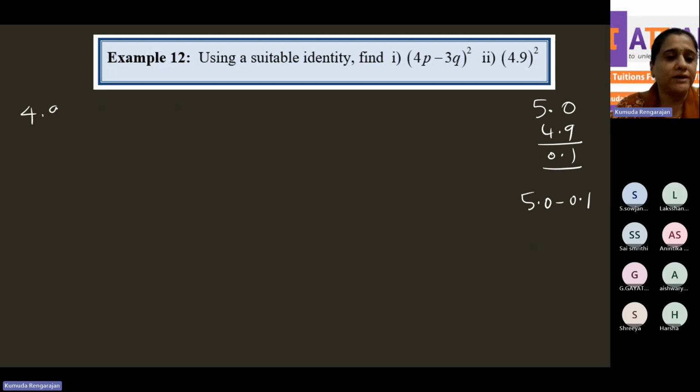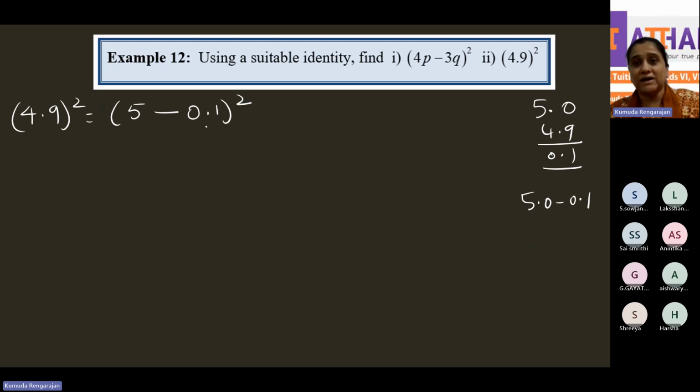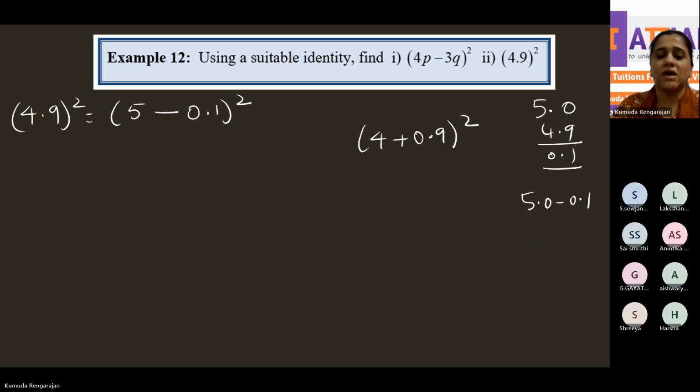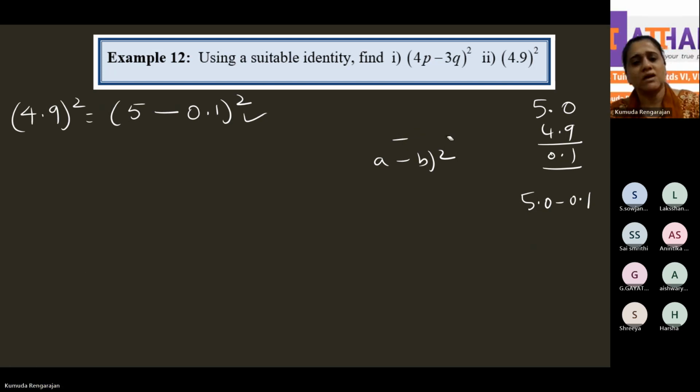So 4.9 the whole square can be written as 5 minus 0.1 the whole square. So we make it look like a plus b the whole square or a minus b the whole square. So here, a minus b the whole square. You can also write it as 4 plus 0.9 the whole square. But we prefer this. This is not wrong. You can also do it like this. 4.9 can be written as 4 plus 0.9, because 4.9 is 4 plus 0.9. Then that looks like a plus b the whole square. If you write it as 5 minus 0.1 the whole square, it is like a minus b the whole square. Anything is fine.